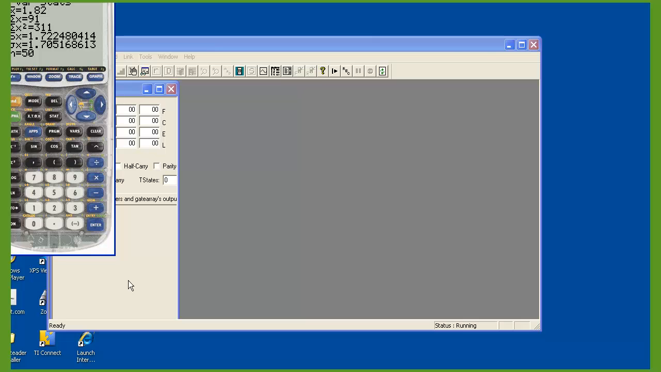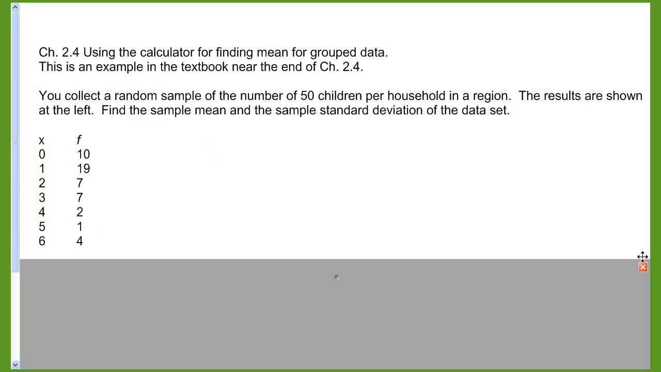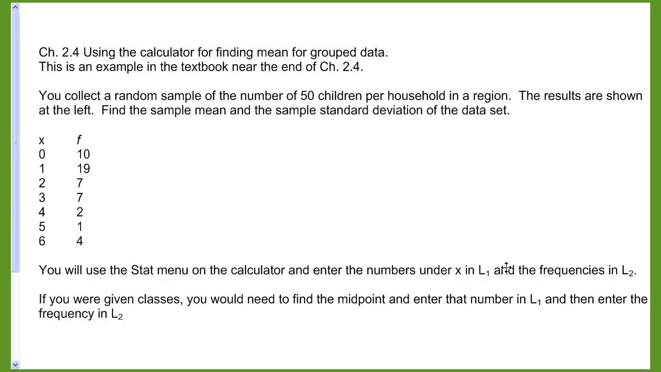I'm about to run out of time, so we're going to leave the calculator and go back to this lesson. What I told you was to use the stat menu and put your numbers in L1 and L2. But if you have classes, like in the next example in the book, you're going to need to find the midpoint and put the midpoint, the X values, in L1, and then put the frequency in L2. But remember to press enter just one time, with list 1 and list 2 and a comma in between them.